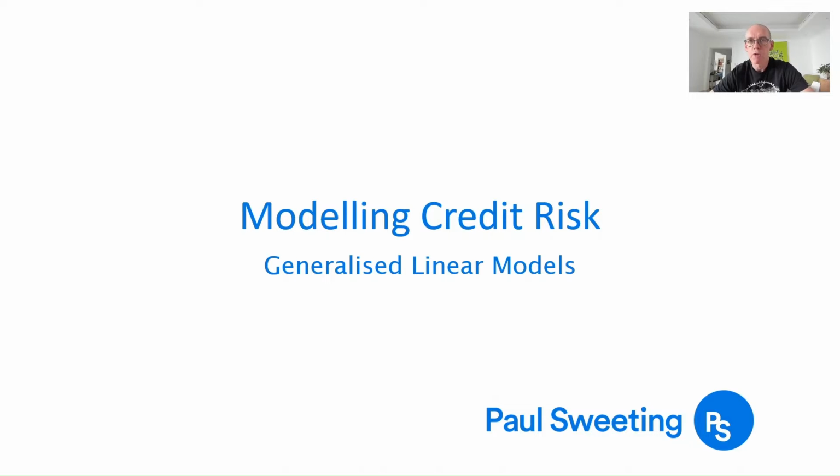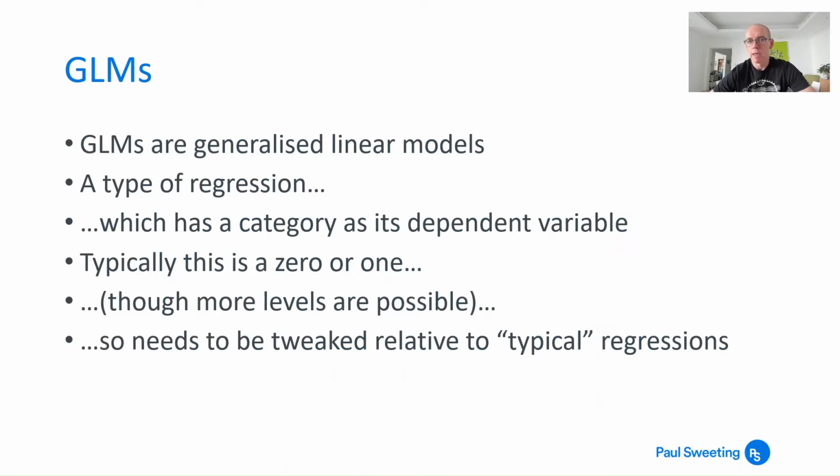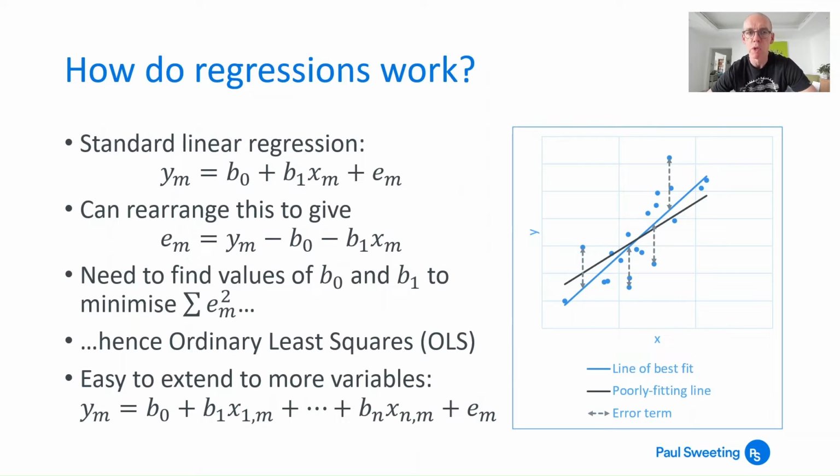So anyway, modelling credit risk and generalised linear models, GLMs. As it says, GLMs are generalised linear models, which is a type of regression which has a category as its dependent variable. This is typically a 0 or a 1, but as I mentioned, you can have more than one level within that. In any case, what you need to do is employ some tweaks relative to what a typical regression looks like. So it's probably worth recapping on what a typical regression does look like and how regressions work.